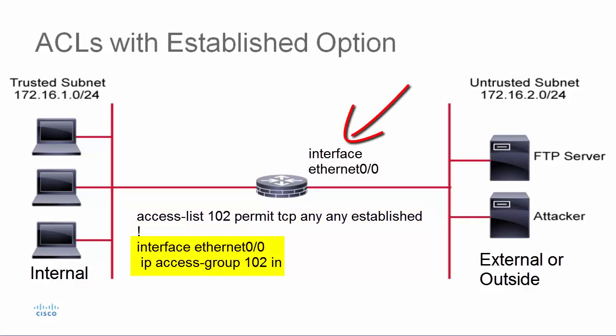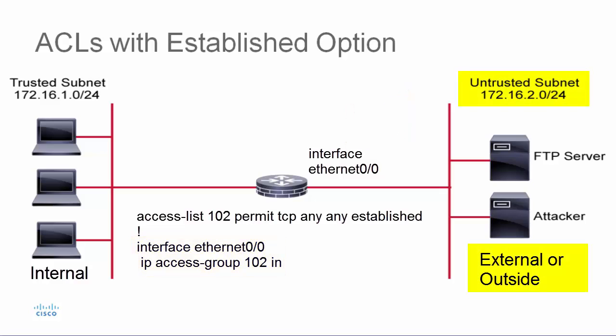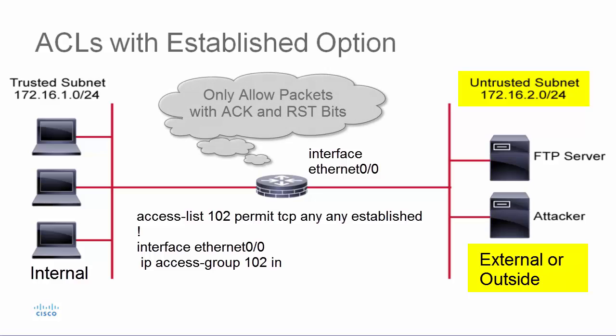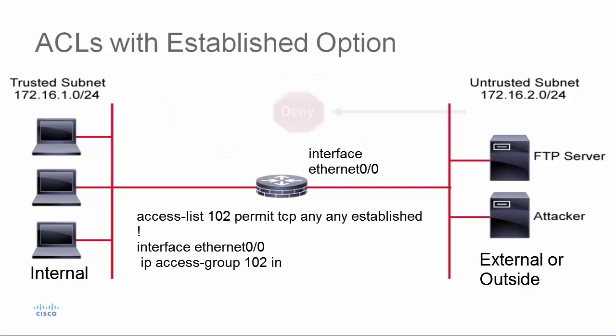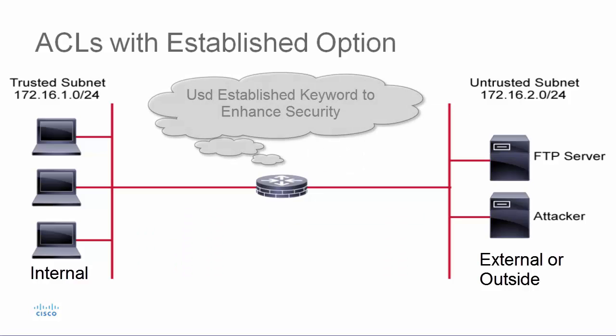ip access-group 102 in. In this case, the Ethernet 0 interface would represent the outside or untrusted network, and when this ACL is applied to that interface, it will only allow packets with the acknowledge or reset bit set to pass. Any packets that are initiated from the outside network would be denied due to the fact that they will only have the SYN bit set and therefore have not completed the three-way handshake.